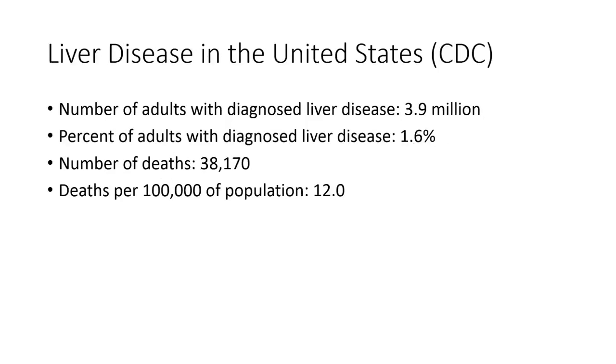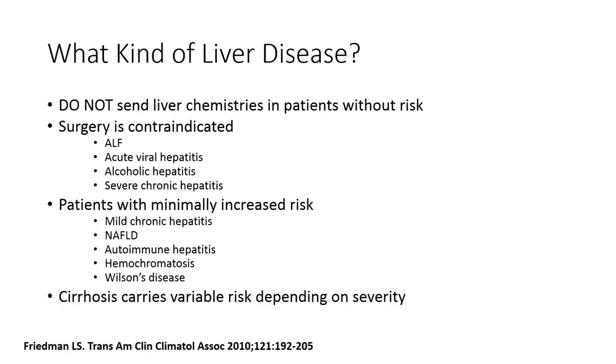There are quite a few people actually in the United States who have liver disease, which amounts to 1.6%. The number of deaths is close to 40,000 people who die of liver disease in the United States. And what kind of liver disease? I'm just going to keep returning to the same initial framework.